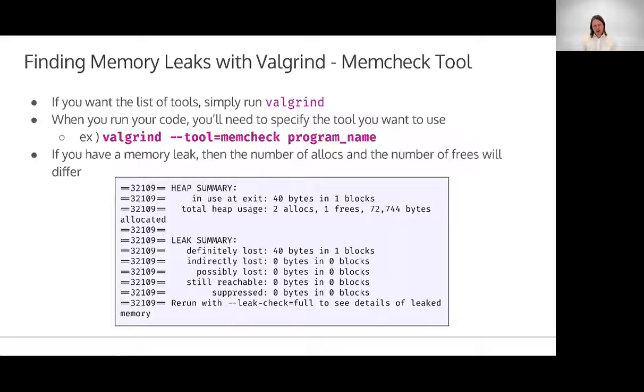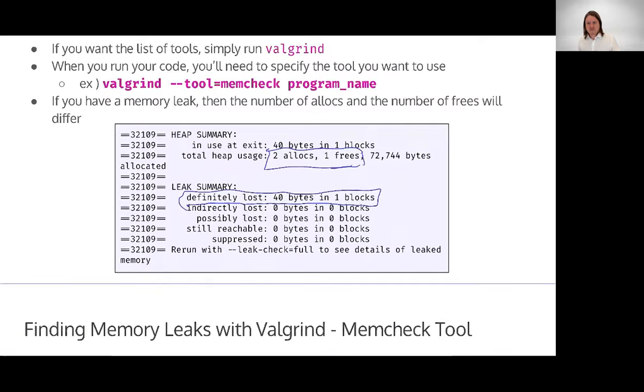So if we look at the summary, we can see that this is indeed communicated. We definitely lost 40 bytes in one block. The exact number is important, but for the context of this class, what's more important is realizing that, yeah, we definitely lost some data. So we definitely have a memory leak, and that's reinforced by the information afforded to you up here.